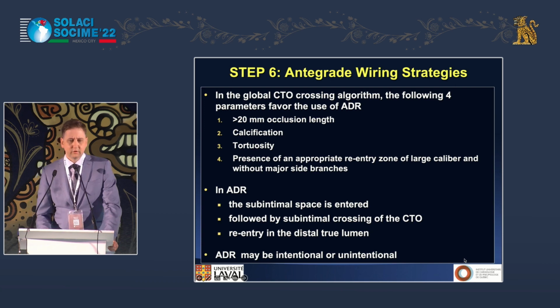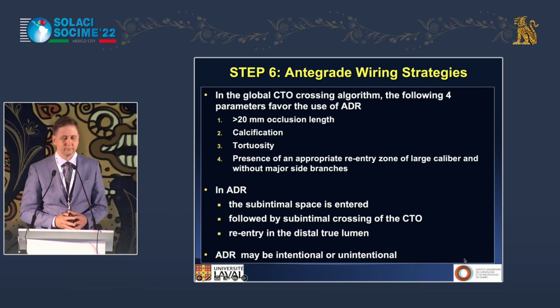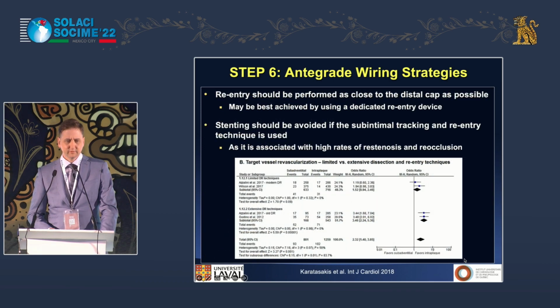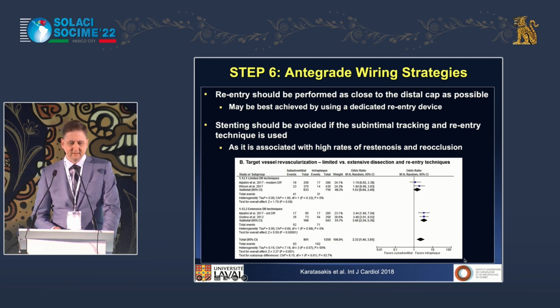And in the global CTO crossing algorithm, 4 parameters favor the use of ADR: long occlusion, calcification, tortuosity, and the presence of an appropriate reentry zone of large caliber and without major side branches. It's also important to know that reentry should be performed as close to the distal cap as possible. This may be achieved by using a dedicated reentry device, and stenting should be avoided if the subintimal tracking and reentry technique is used, the STAR technique, as this technique is associated with high rates of restenosis and reocclusion, as you can see in this paper.